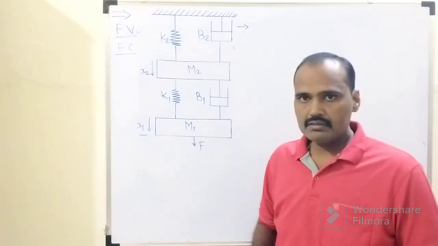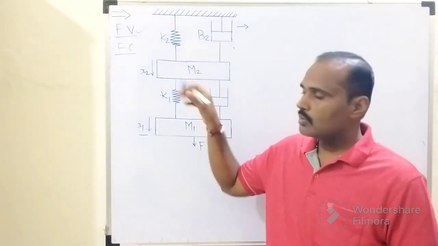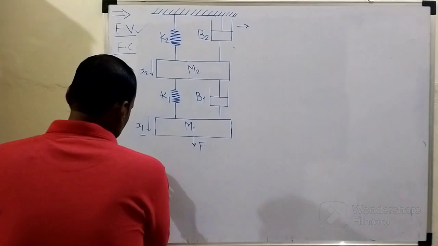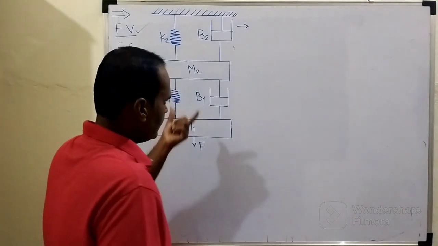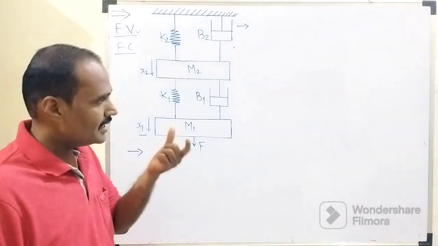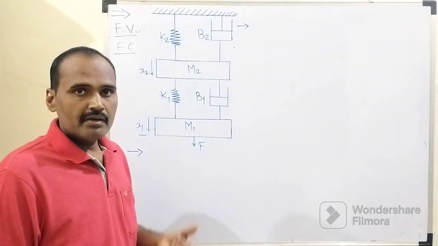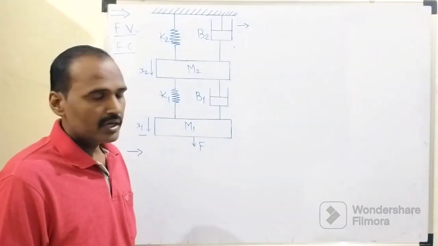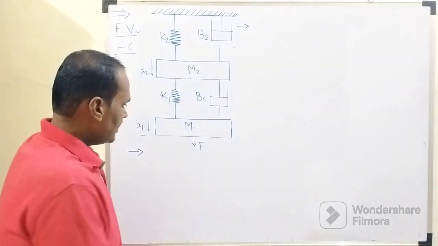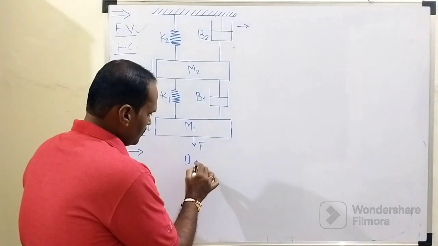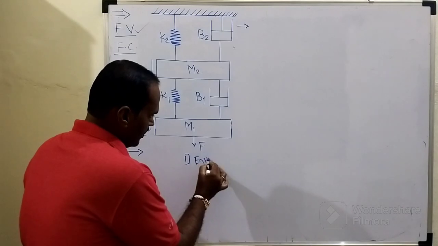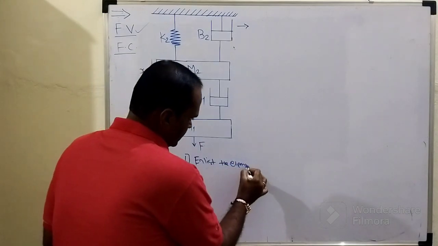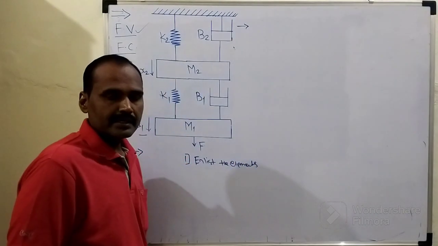So in this numerical, in order to attain these two objectives, one by one we will try to attain. In the first step, in order to draw the force voltage analogous circuit from the given mechanical system, there are three basic steps. These three steps are nothing but what? In the first step we need to enlist the number of elements which are interconnected in the given mechanical system.